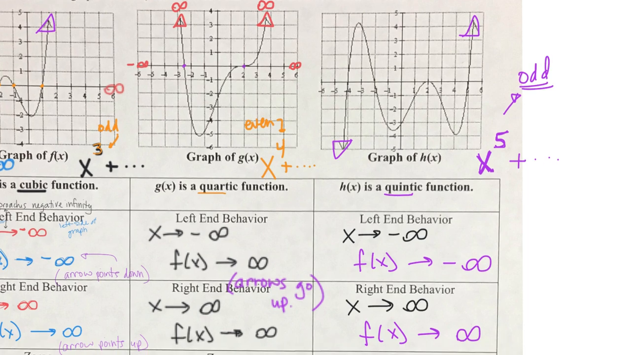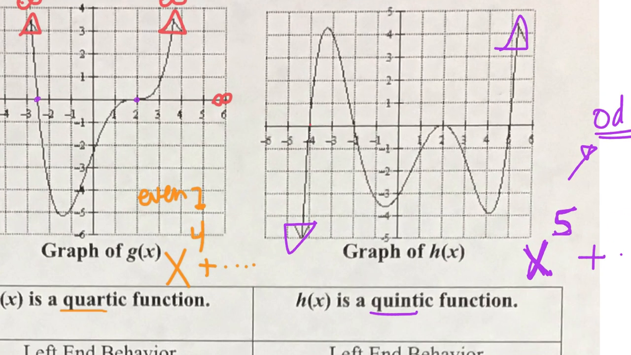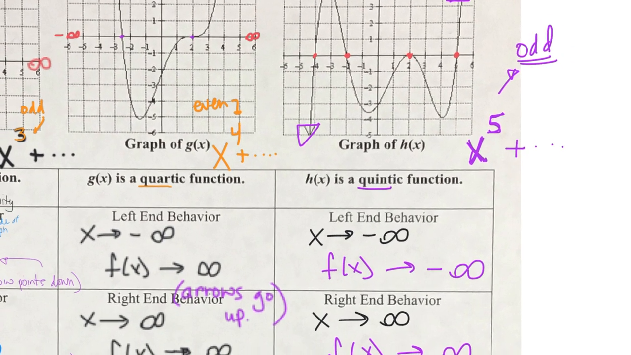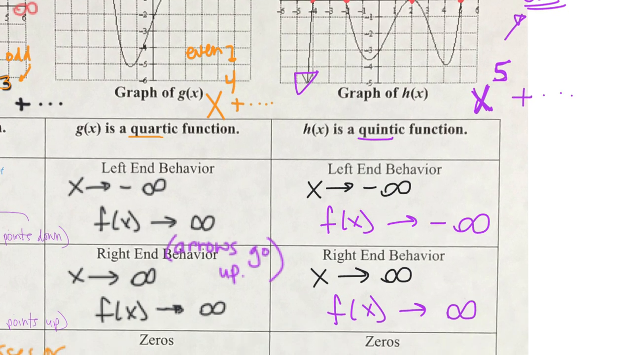Now we have how many zeros here? We have 1, 2, 3. This is where it touches. Even though it doesn't cross the x-axis at positive 2, it does touch there. So that is, in fact, a zero. So we have 4 zeros, at negative 4 and negative 2 and positive 2 and 5, just like that.